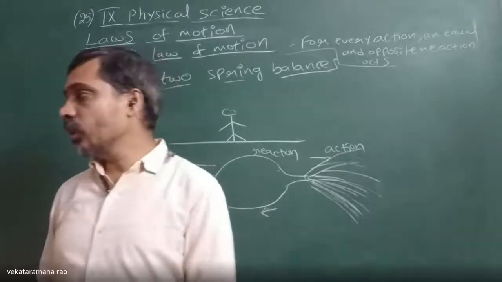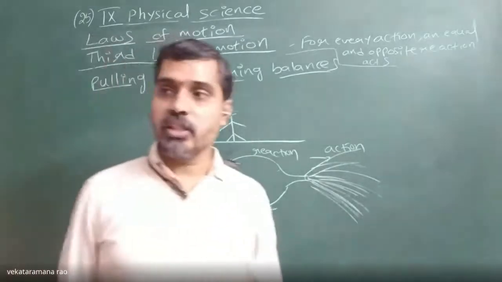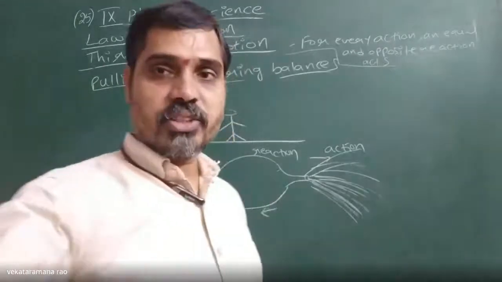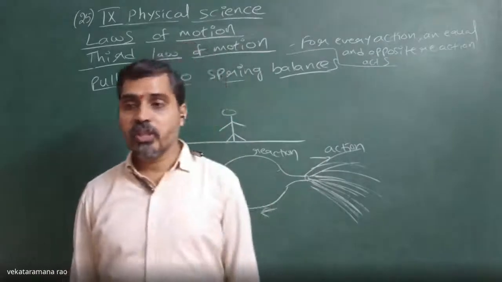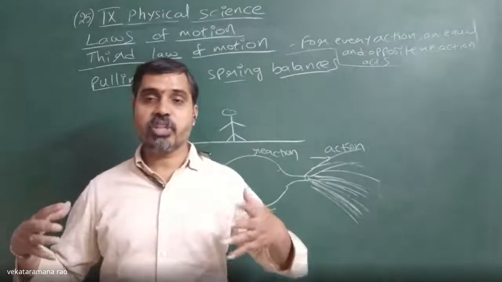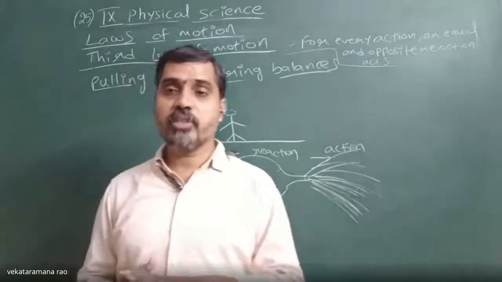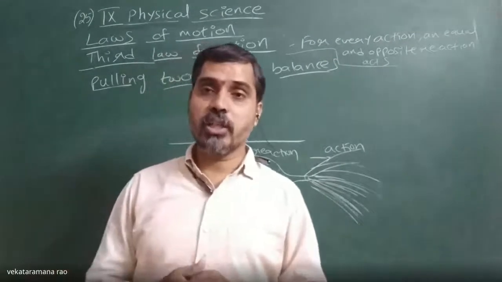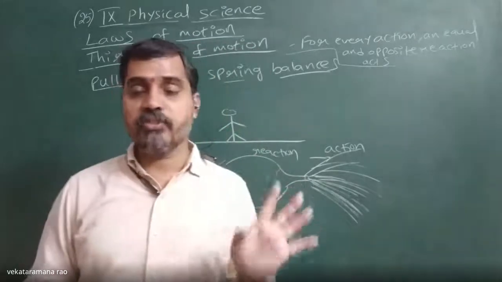What is Newton's third law of motion? For every action, there will be an equal and opposite reaction. Or, whenever two objects interact, one force acts on one surface and the opposite force acts on the other surface, but both forces never act on the same surface.